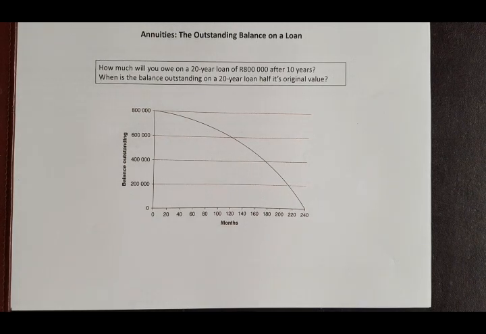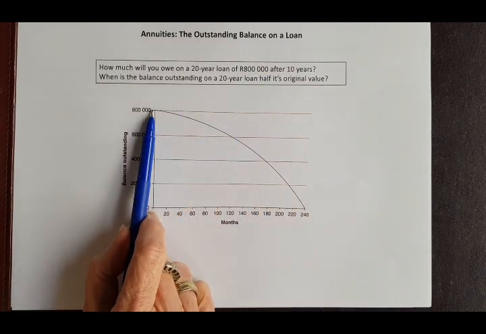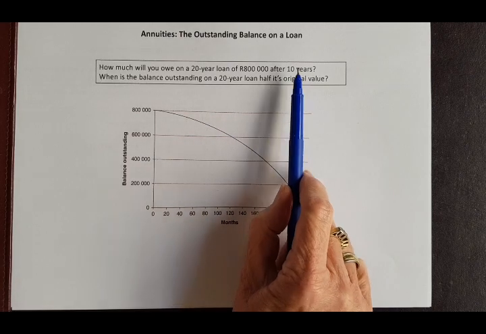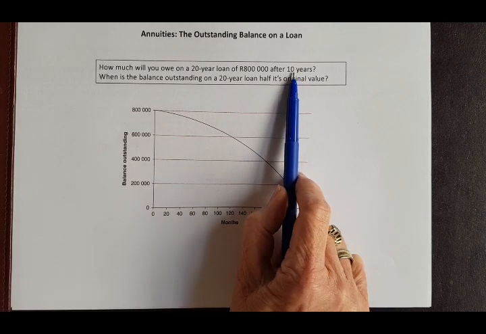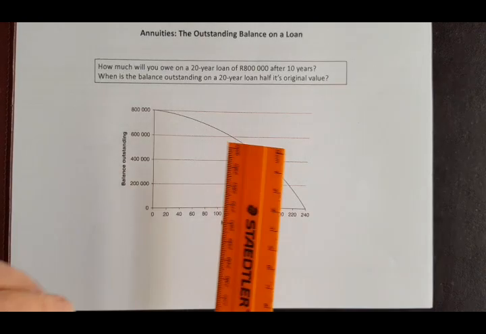The question here is the calculation of the outstanding balance on a loan. That is the size of your original loan, 800,000, and the question is, how much will you still owe on that loan after a period of 10 years? In other words, at 120 months.